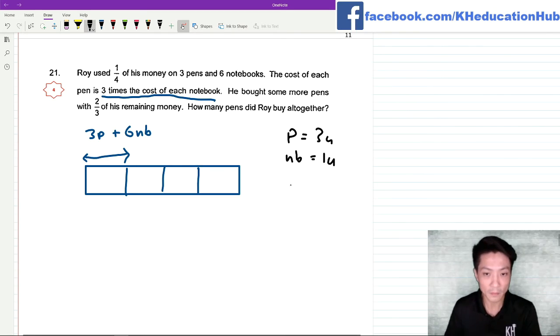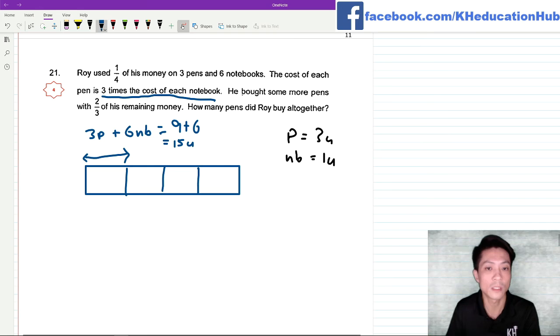So we're going to convert this 3 pens plus 6 notebooks into units. If a pen is equal to 3 units, that means 3 pens will be equal to 9 units, right? Which means this whole thing is equal to 9 plus 6, which is 15 units.